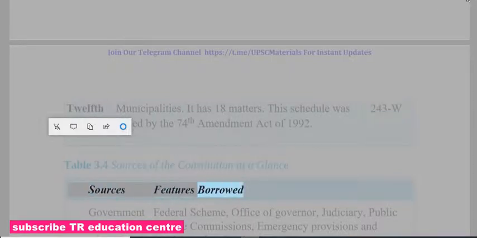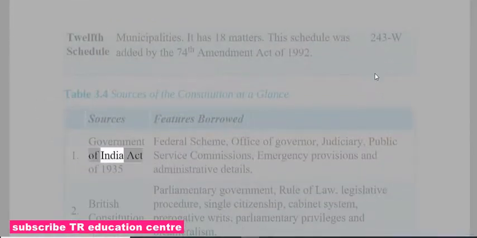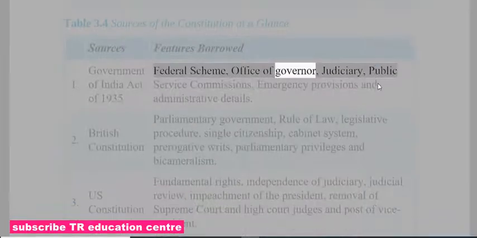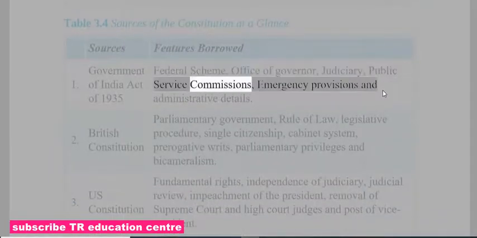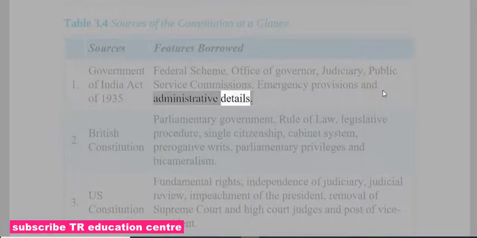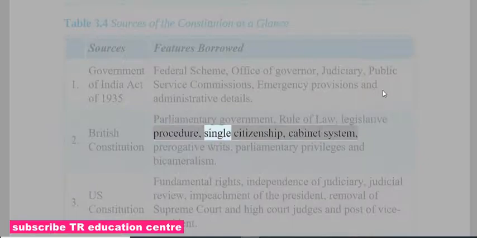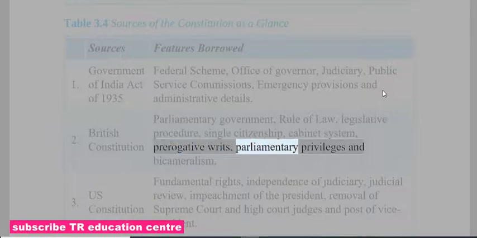Sources and features borrowed. 1. Government of India Act of 1935: Federal Scheme, Office of Governor, Judiciary, Public Service Commissions, Emergency Provisions and Administrative Details. 2. British Constitution: Parliamentary Government, Rule of Law, Legislative Procedure, Single Citizenship, Cabinet System, Prerogative Writs, Parliamentary Privileges and Bicameralism.